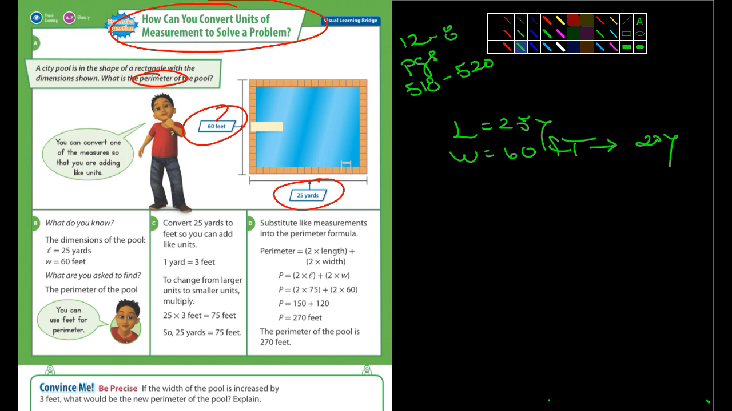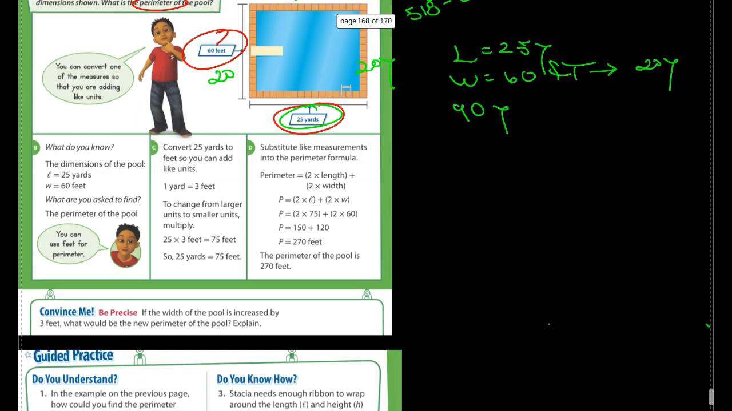And what is perimeter? Perimeter is the distance around a particular object. So if one side is 25 yards, this one here, that means this one's 25. And if this is 60 feet, which we've converted to 20 yards, that means this side's also 20 yards. So then you just add up all four sides. Or you could do 2 times 20 and 2 times 25. What are you going to end up with? You're going to end up with a perimeter of 90 feet. No, wait, we converted that to yards, didn't we? 90 yards.